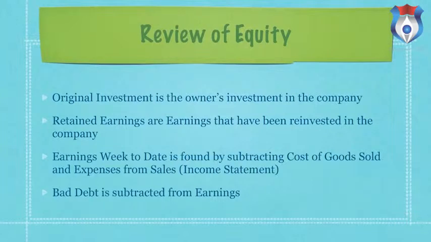And let's review equity. The original investment is the owner's investment in the company. Retained earnings are earnings that have been reinvested into the company. Earnings week to date is found by subtracting cost of goods sold and expenses from sales. And you can find that information over on your income statement. And bad debt is subtracted from earnings.